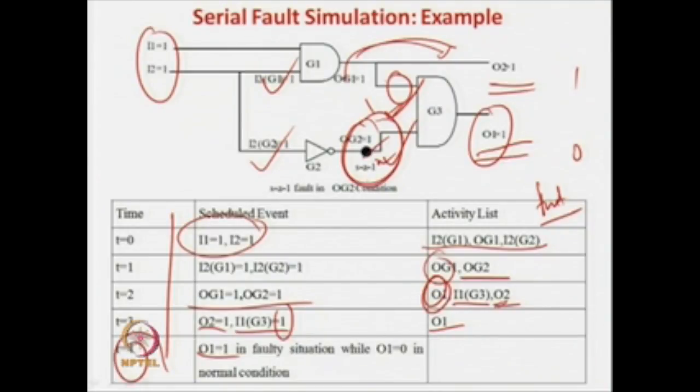But for this one we had to go for stage number 4. Why did we have to go for stage number 4? Because the fault is detected by this gate and not by this output. So, we had to go for stage number 4.